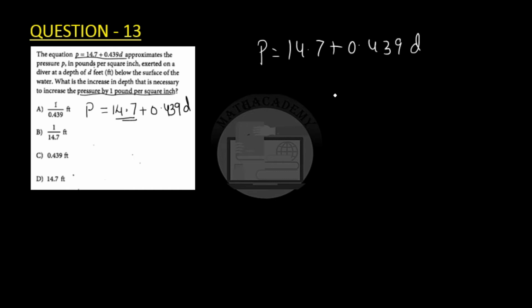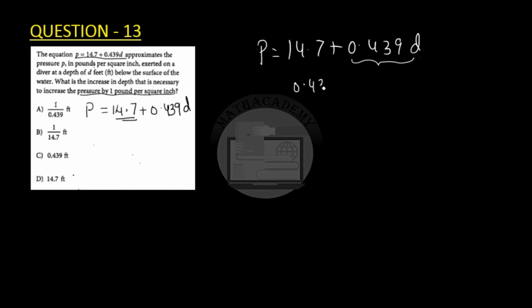So what do we see? That the initial value of the pressure when the depth is 0 is basically 14.7. As and when the depth increases, the pressure exerted increases. So we have to increase the pressure by 1 pound per square inch. This means that this should become equal to 1. Then only our pressure will become 14.7 plus 1, which is 15.7.